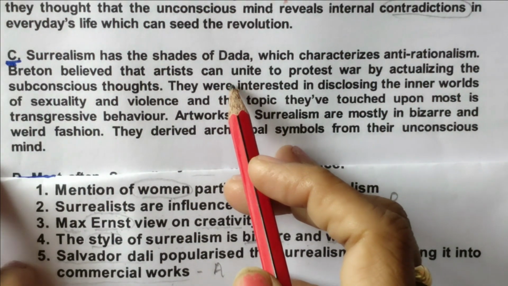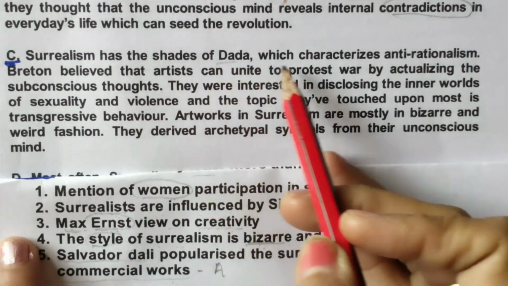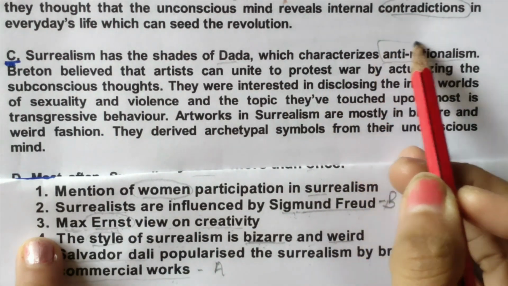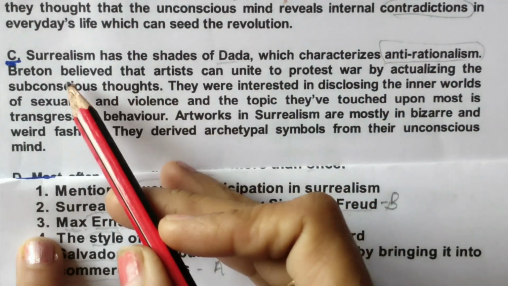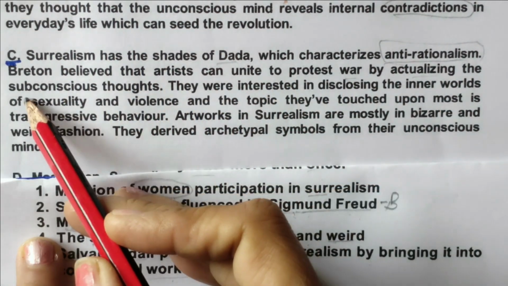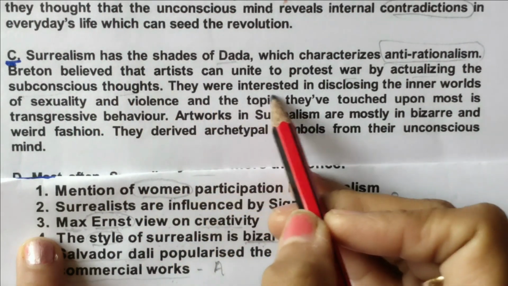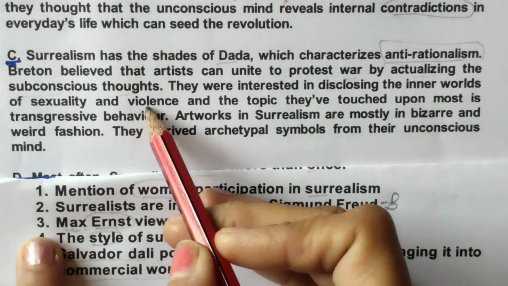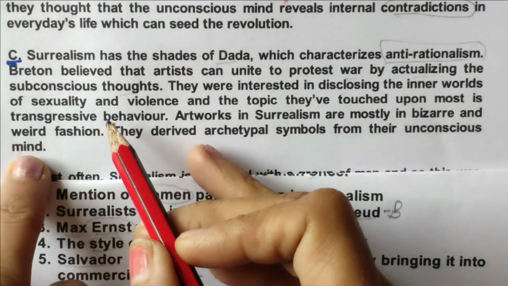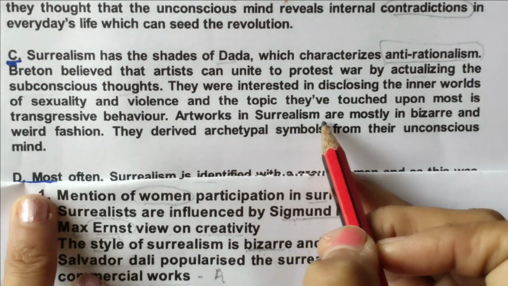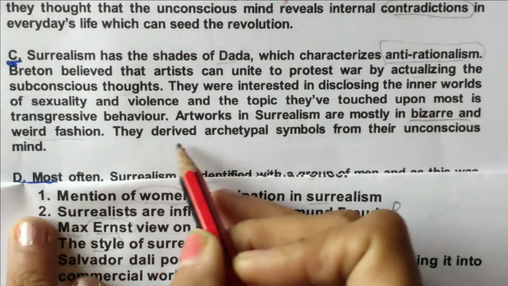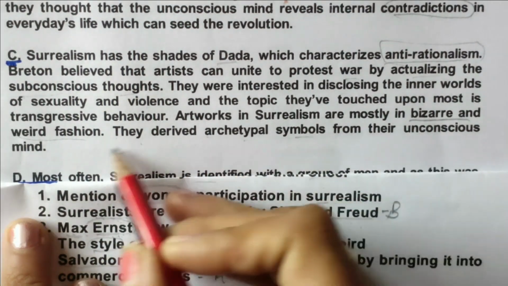Surrealism has shades of Dada, which characterizes anti-rationalism. Breton believed that artists can unite to protest by actualizing the subconscious mind. Again, they were interested in disclosing the inner worlds of sexuality and violence, and the topic they touched upon is most transgressive behavior. Artworks in surrealism are mostly in a bizarre and weird fashion. They derived these symbols from their unconscious mind.